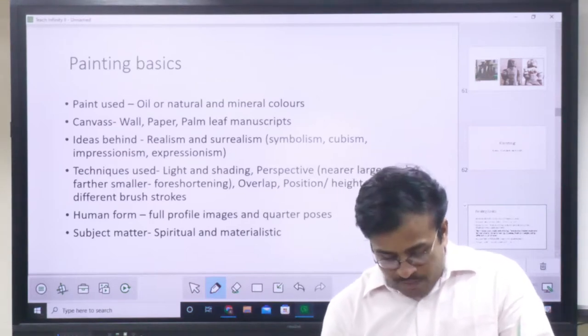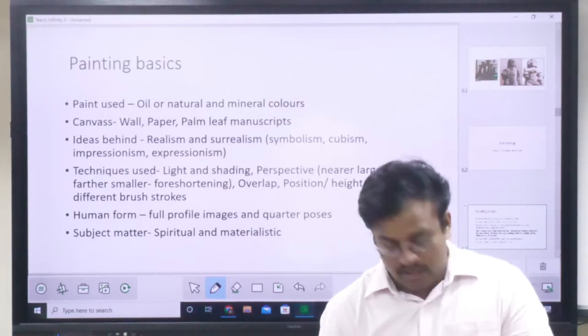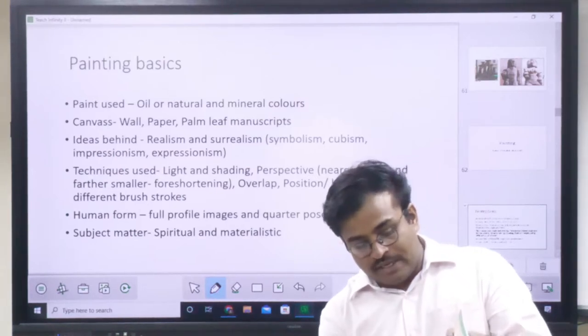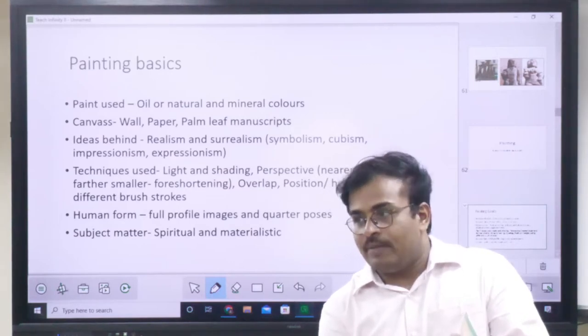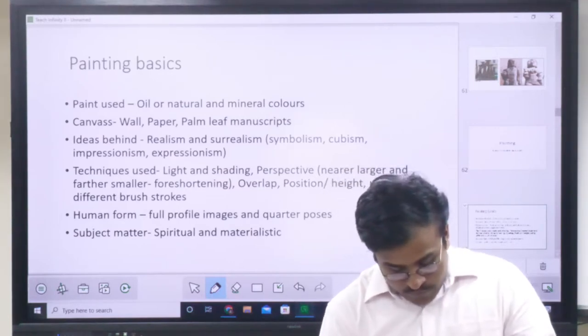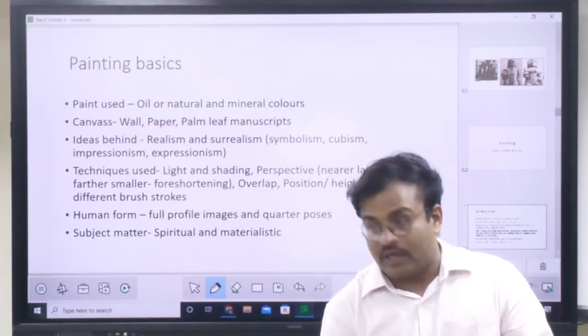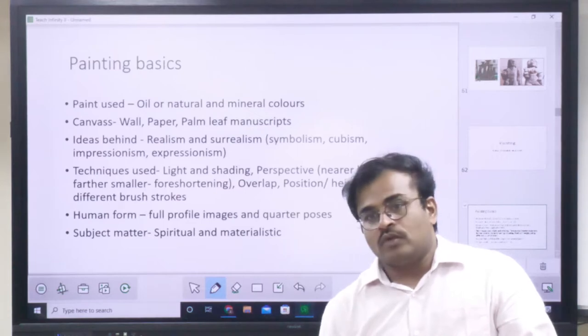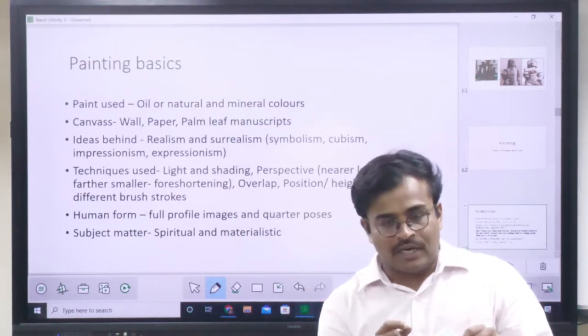Then you pick up one more painting tradition, known as Varli painting. It is present in the Gujarat and Maharashtra region. So you write about Varli painting there. This Varli painting is the painting tradition of some tribes who are residing in this region. And Varli painting has stick-like features. That is the most important point of Varli painting.